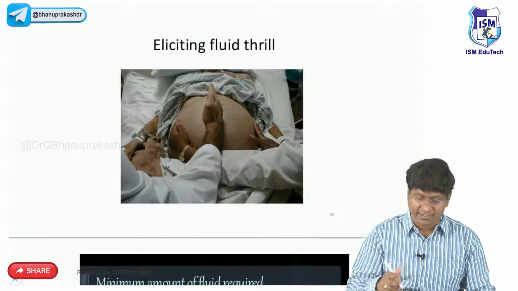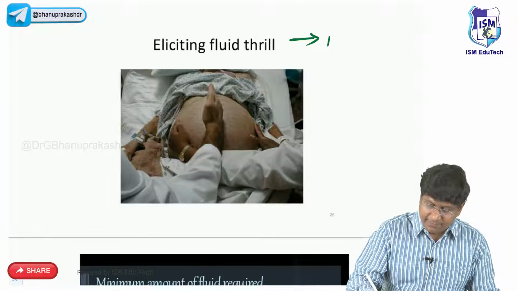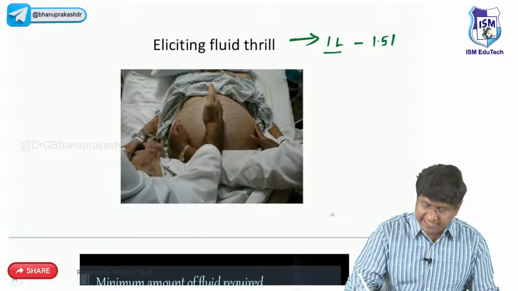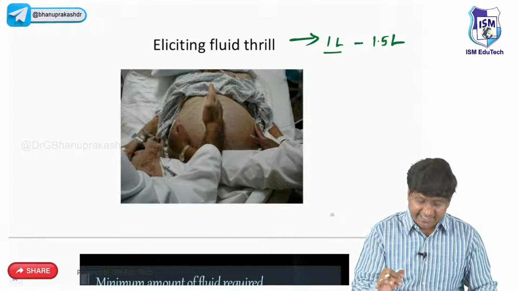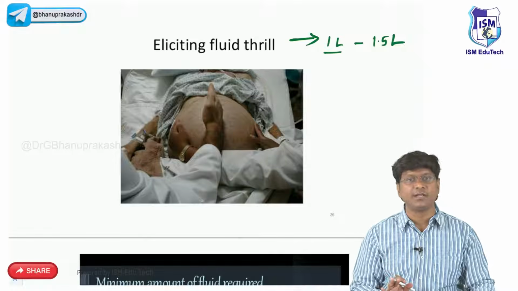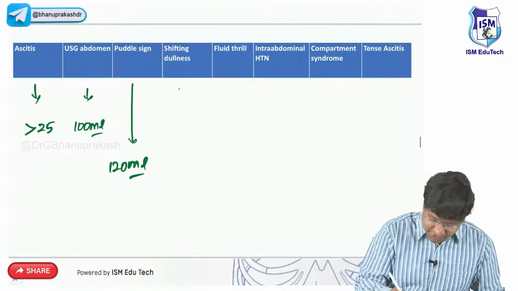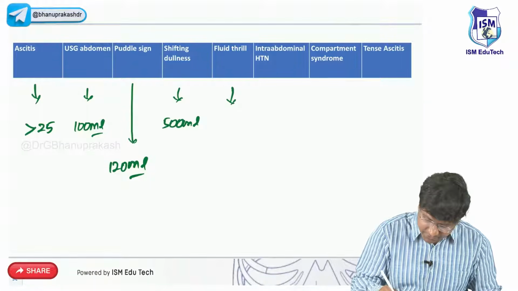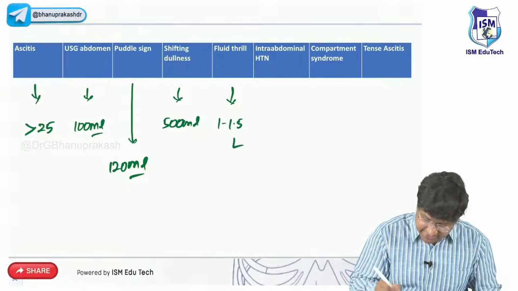Next is the fluid thrill. When will the fluid thrill be positive? The fluid thrill will be positive when the quantity of fluid is around 1 to 1.5 liters. So these are some of the important points: for shifting dullness, 500 ml of fluid should be there; for the fluid thrill, the fluid should be around 1 to 1.5 liters.